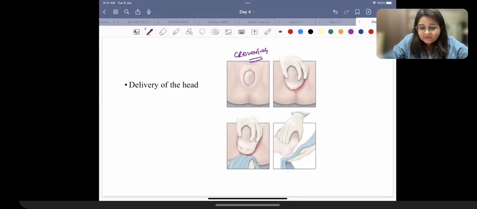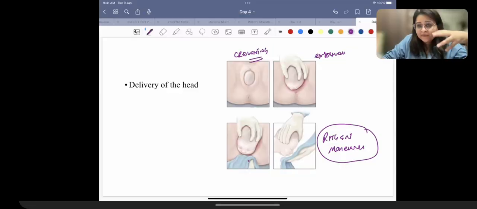Okay, how is the head born? The head is born by extension. So what are we doing as an obstetrician? What am I doing when I'm delivering the head? I am doing a controlled extension of the head. I'm not allowing it to pop out suddenly. If it pops out suddenly, there could be tears. So a controlled extension of the head. Okay, this towel here is allowing the controlled extension of the head to come out. This is called the Ritgen's maneuver, which is allowing a controlled extension of the head to happen and not allowing it to pop out suddenly.